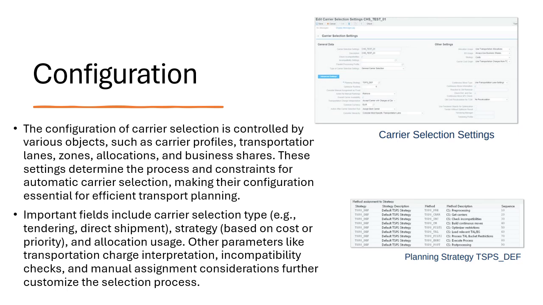And next is planning strategy for TSPS_DF. So this image shows the process, which includes gathering carrier information, evaluating constraints, and running optimization algorithms. Each step is integrated to produce an optimal rank of carriers for fleet orders.